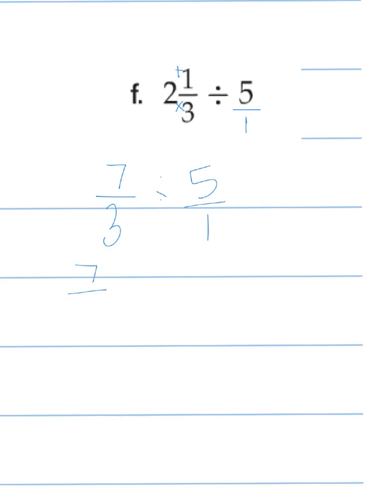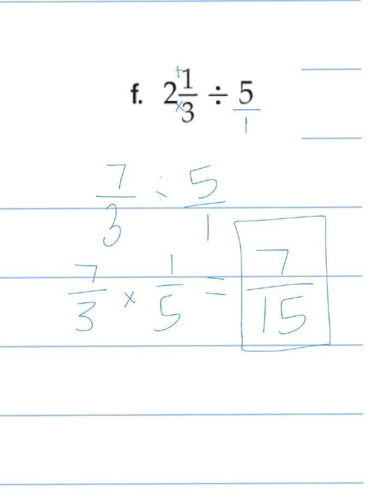Keep the first fraction the same. Change it to multiplication, flip the second number. 7 times 1 equals 7. 3 times 5 equals 15. There's no number that goes into 7 and 15, so there is our final answer.